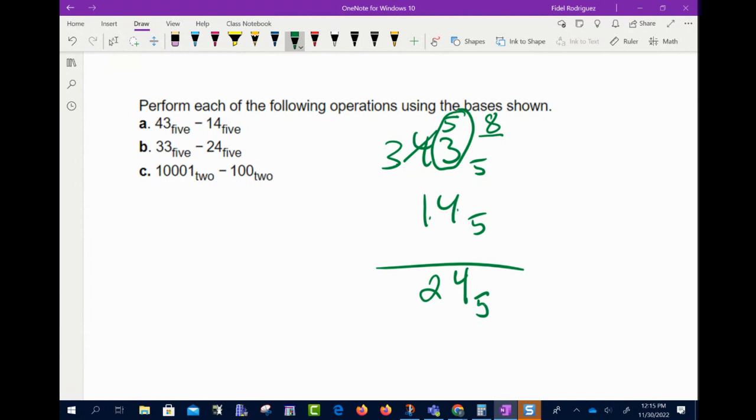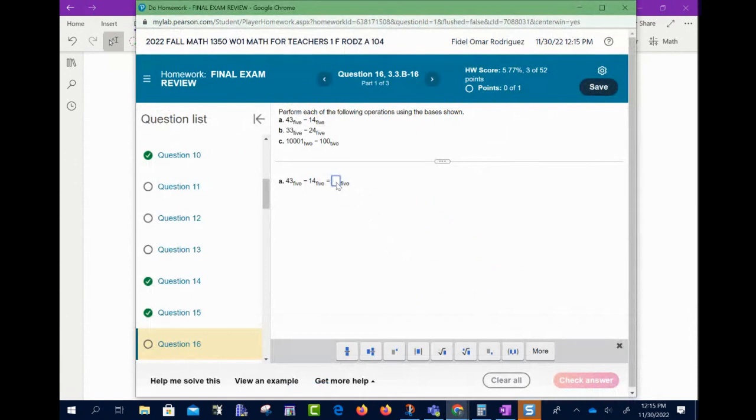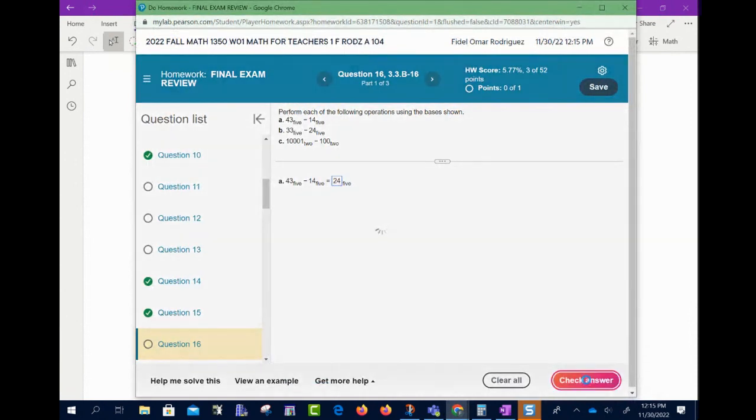Okay, so look, let's try that. Let's check part A first to make sure that we're good. So 2, 4, base 5. So they already have the base 5 there. We just got to put the 2, 4, and we got it. Okay, look, let's do part B.